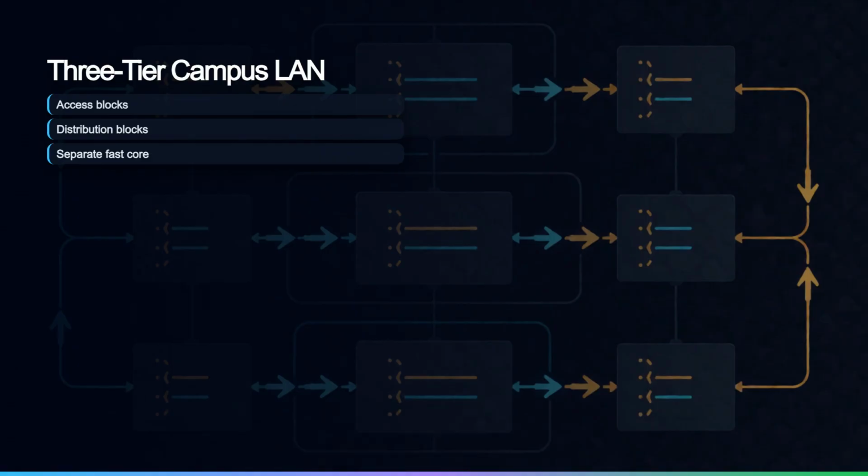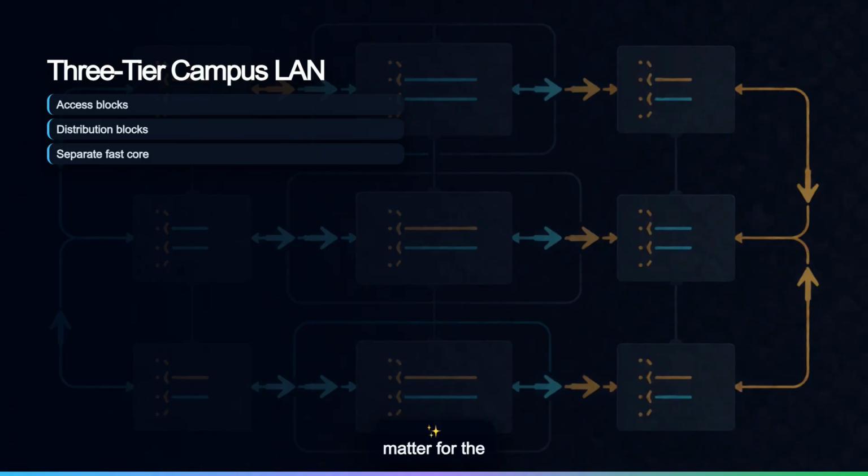Distribution switches route between VLANs, run HSRP for redundant gateways, and run OSPF to share routes with the core or WAN. The Layer 2-Layer 3 border sits at the distribution layer. Access to distribution links are Layer 2 trunks. Distribution to core, or distribution to WAN, links are Layer 3 routed ports.